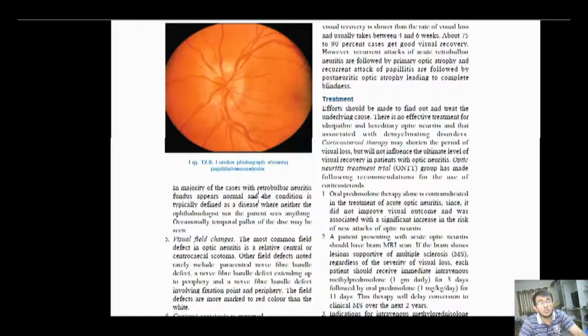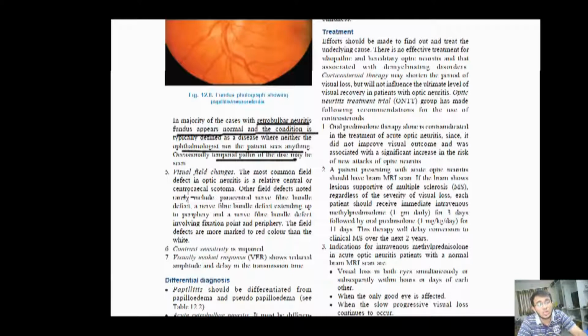Now moving on to retrobulbar neuritis. In retrobulbar neuritis, as the lesion is behind the eyeball, the fundus appears normal, and the condition is typically defined as a disease where neither the ophthalmologist nor the patient sees anything. Occasionally there may be temporal pallor of the disc. Now what are the visual field changes seen in optic neuritis? The most common field defect in optic neuritis is a relatively central or centrocecal scotoma, that is a blind spot.